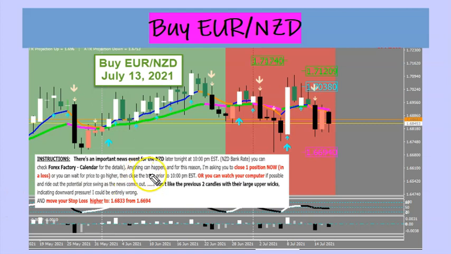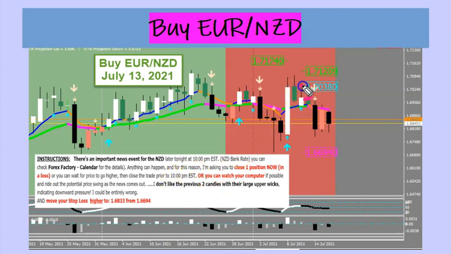Anything can happen. This was my email message: anything can happen, and for this reason, I'm asking you to close one position now at a loss. This was right here, guys, at the open of this candle. So I asked you to close your one position if you had one, or both. It was up to you.